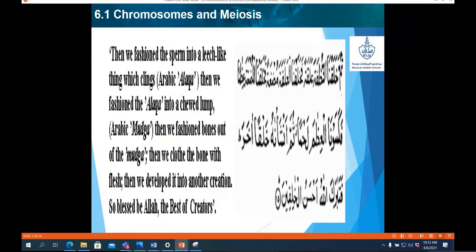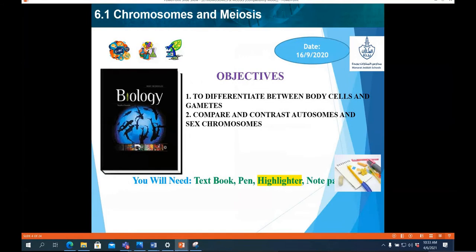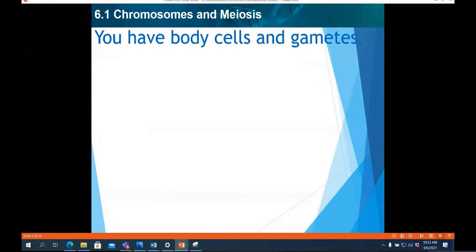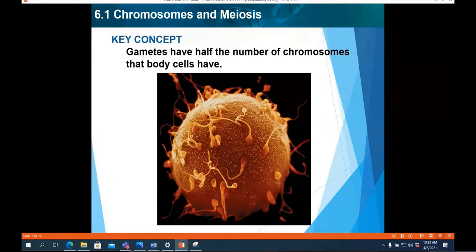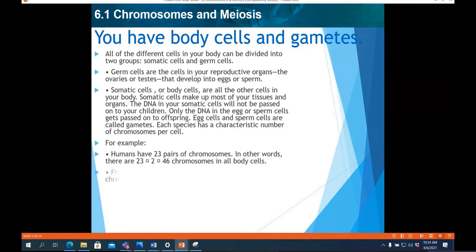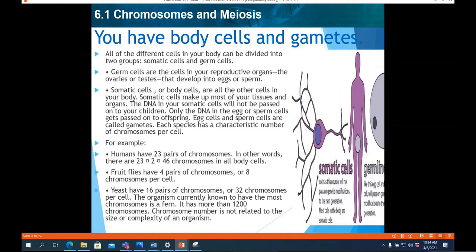Rabbi zidni ilma, Rabbi inni as'aluka ilman nafi'a: Allah, increase us in beneficial knowledge. The objectives for this topic were to differentiate between the body cells and the gametes, and also to compare and contrast the autosomes and sex chromosomes. So we studied that gametes have half the number of chromosomes that body cells, or somatic cells, have, and we discussed the two types of cells present in our body: the germ cells, otherwise known as the sex cells or gametes, and the somatic cells or body cells.